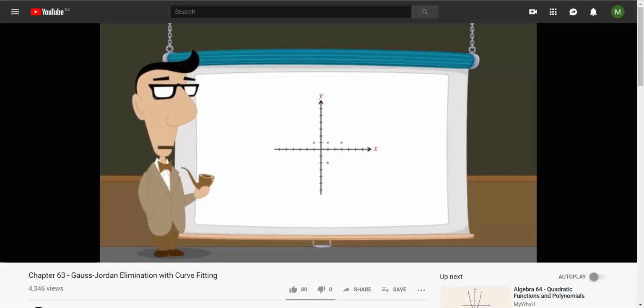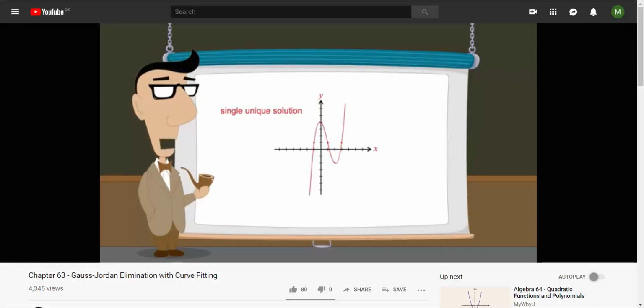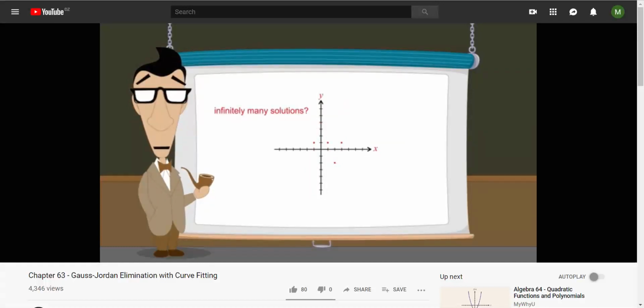So far, we have seen that when curve fitting a polynomial equation to data points, the system of linear equations generated by this problem can have no solutions or a single unique solution. But is it possible for the system to have infinitely many solutions? Let's see what happens when we are given only 3 points.